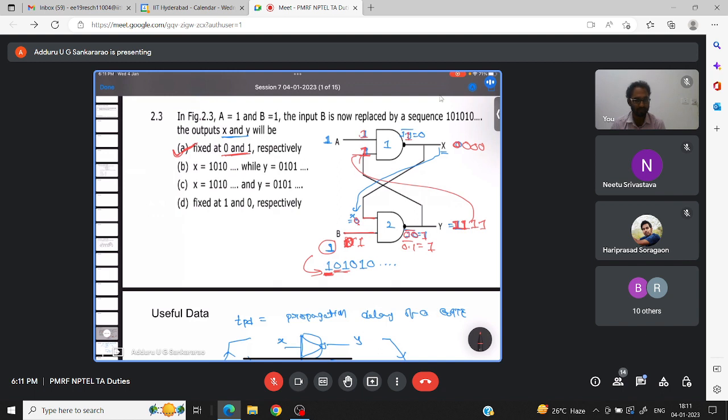Understood? If gate 1 responds faster than gate 2. Have you understood this? Is that okay?